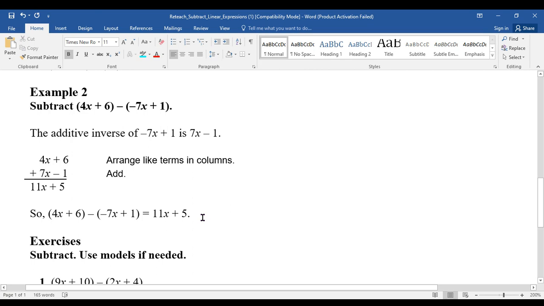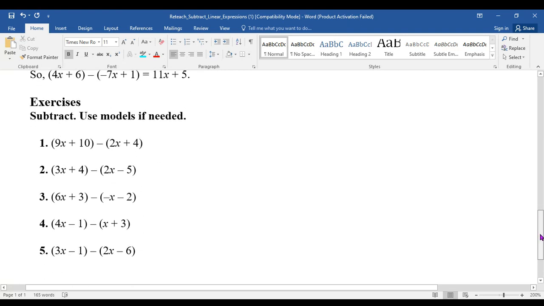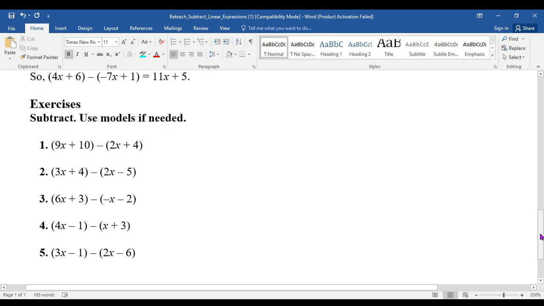So now, whether you would prefer to do models or add it with vertical columns like this and do the additive inverse, you can. So you can choose which you would rather do. But for today's lesson or assignment, you have 5 problems for you to try.